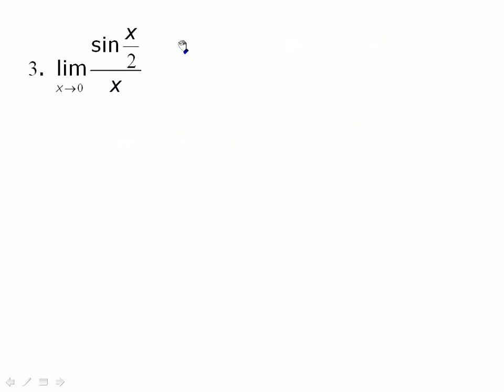And this one would work the same way. I don't want to jump the gun on this one, but if you did plug in 0, you would get 0 over 0. So this one must simplify as well. So what we can do is take a look at this expression and break it up again. So my numerator is the sine of x over 2, or 1/2 x. And then over there we've got the x.